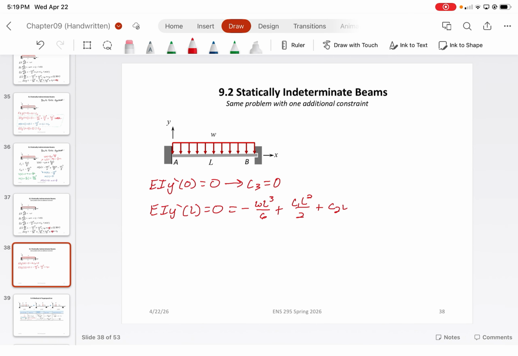All right. What else do we know? Would the vertical displacement at A and B be 0? Exactly.